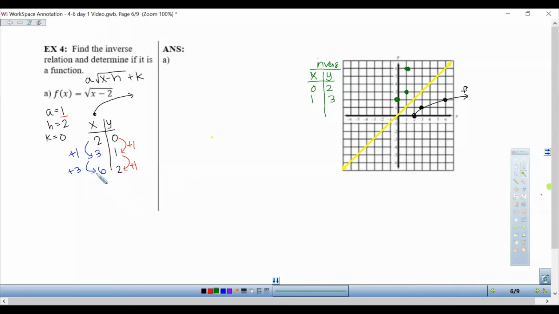And I can double check that if I switch the order to (2, 6). Notice that, oh, I was off. (2, 6) would be there. So then that means that the inverse would be this.